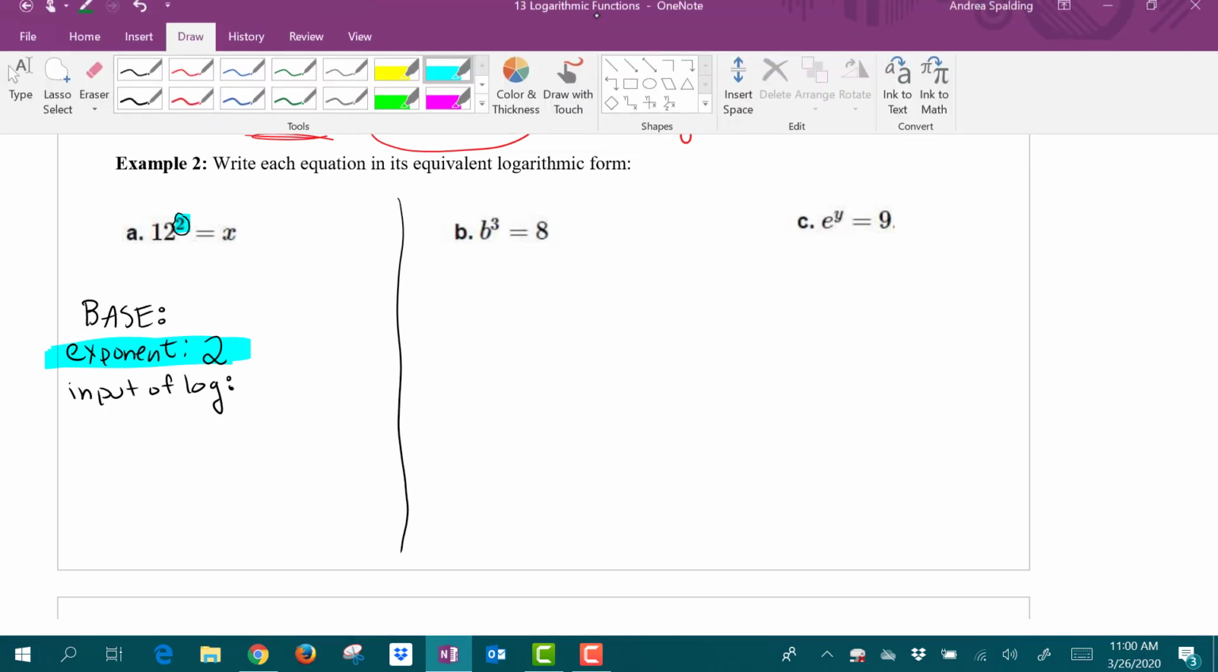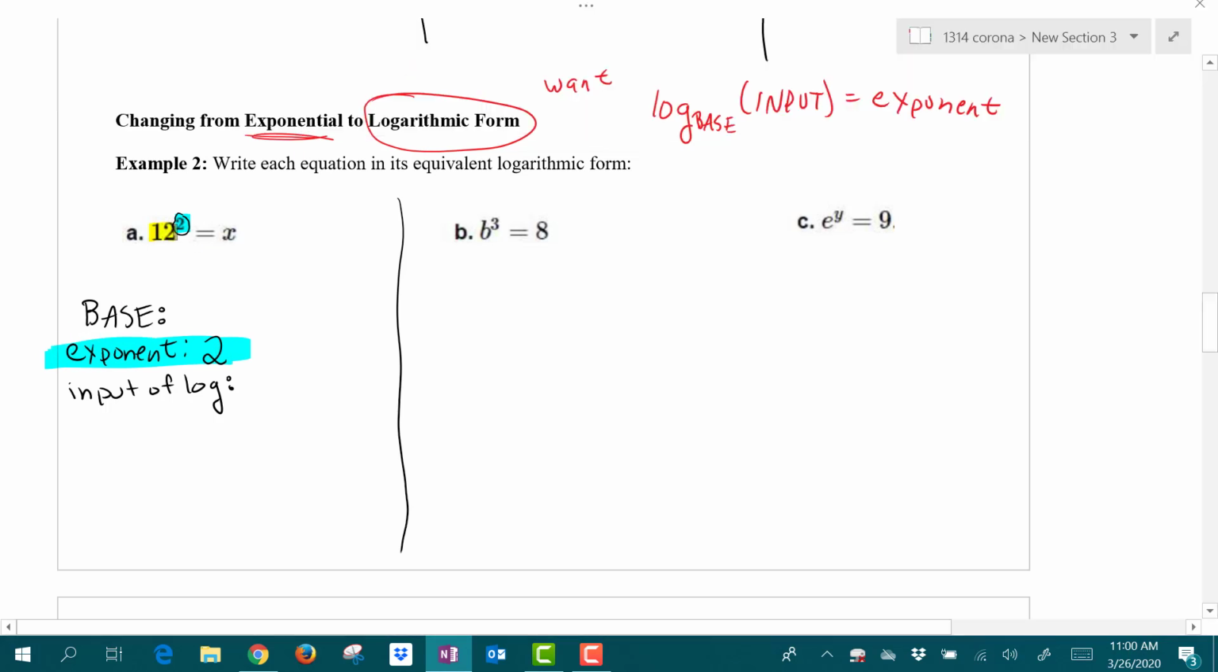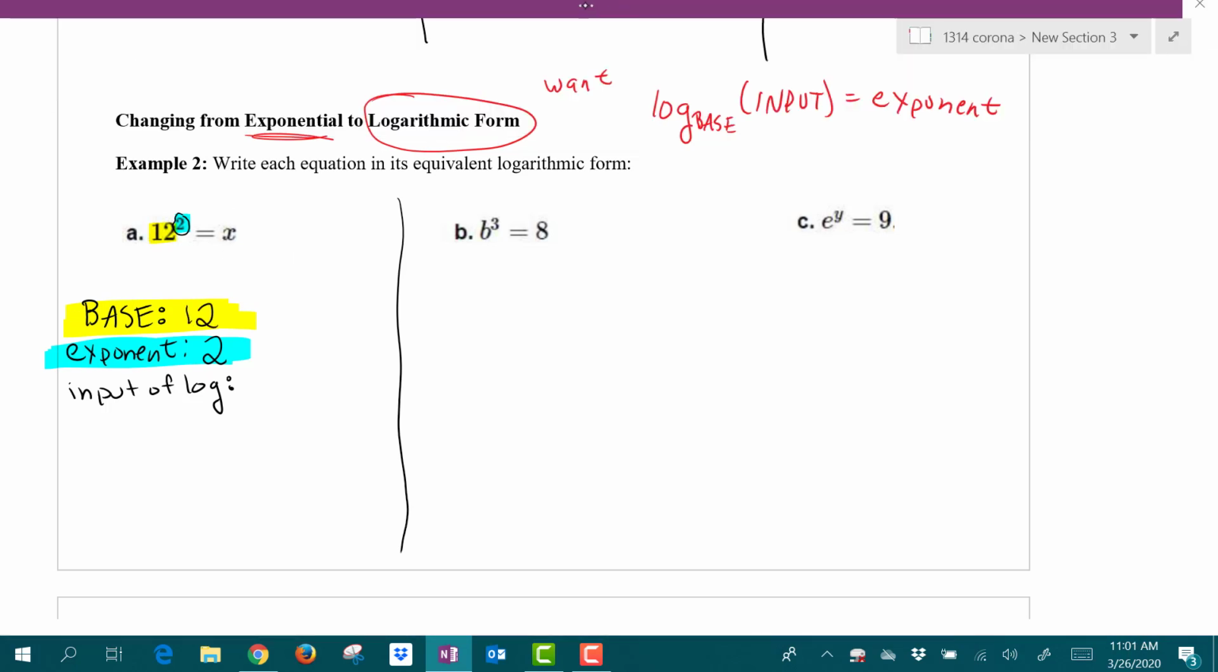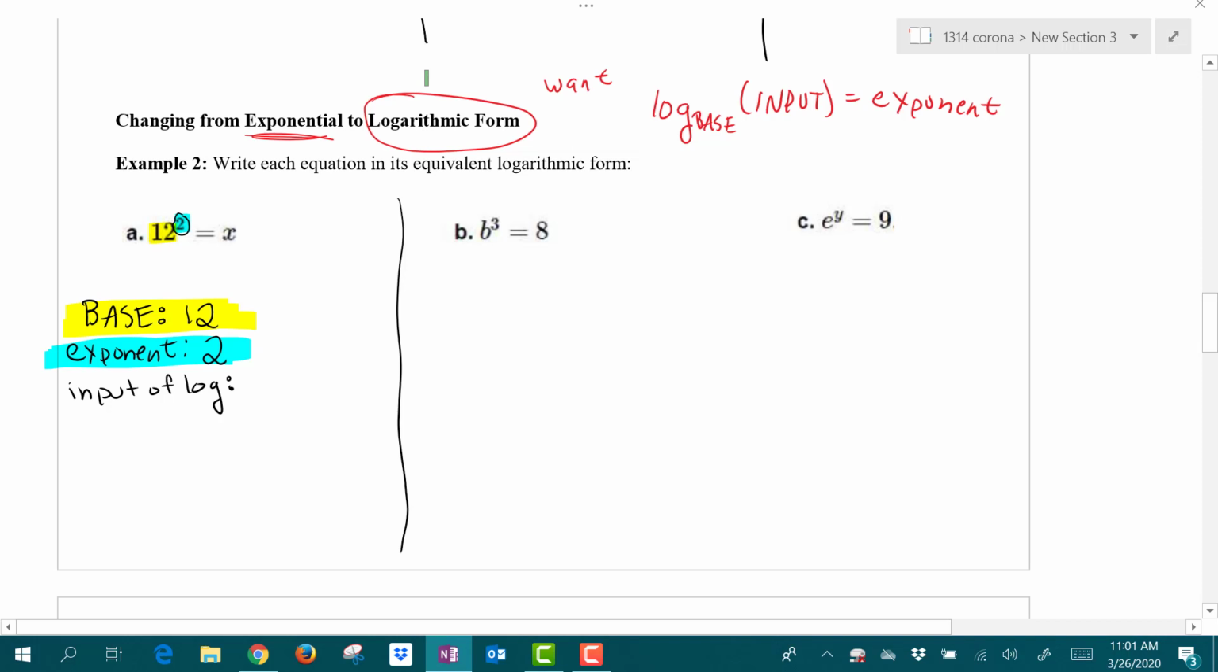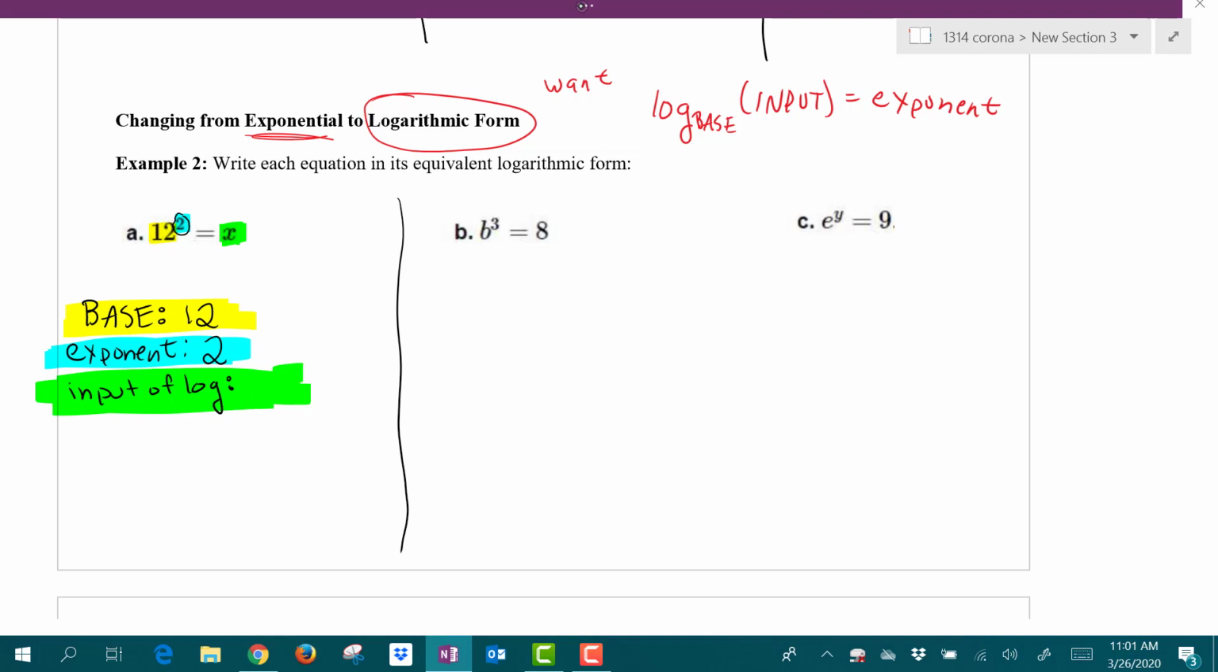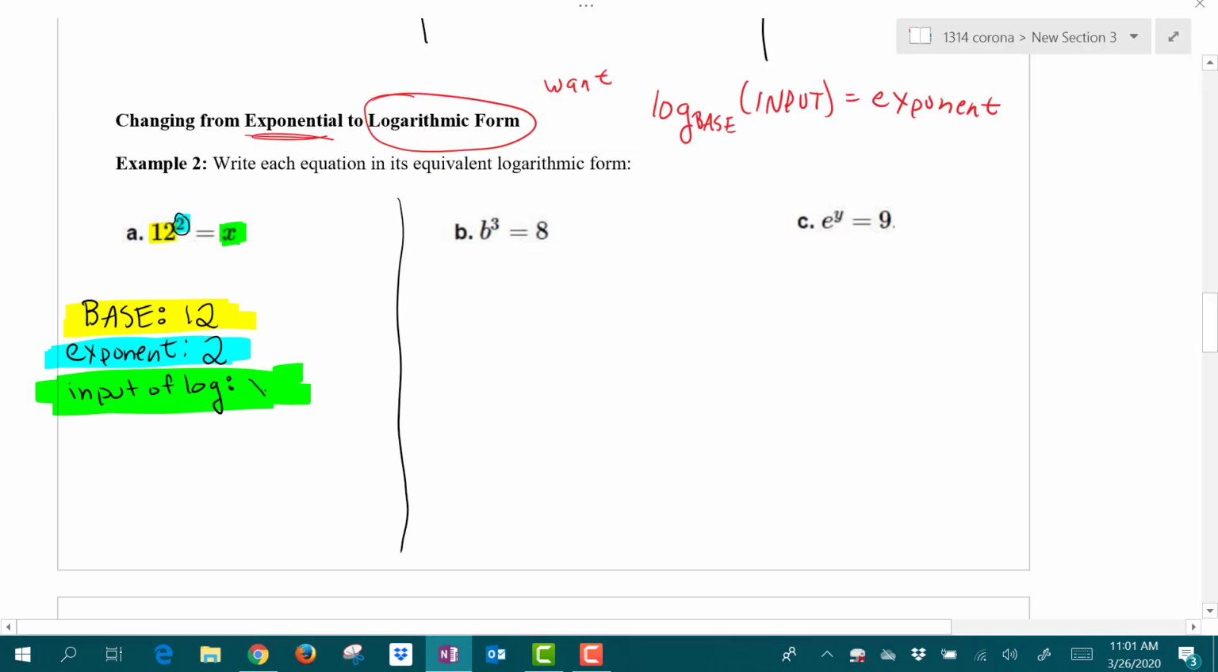What's the base? Well, the base is whatever that exponent applies to, whatever's directly in front of that exponent, and that's the 12. Those 2 things are typically the easiest to identify in exponential form. What's the input of the log? You say, that's weird, there's no input, there's no log. Well, to identify the input of the log, it's just going to be the piece left over that we haven't identified yet. So in this case, the only thing we haven't identified is the x, and that's going to be considered to be the input of the log.